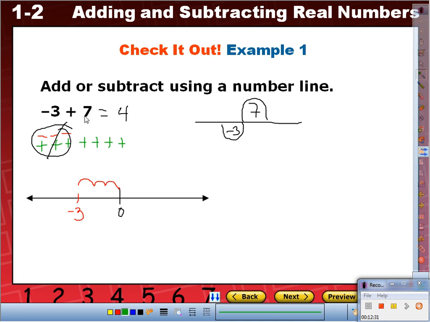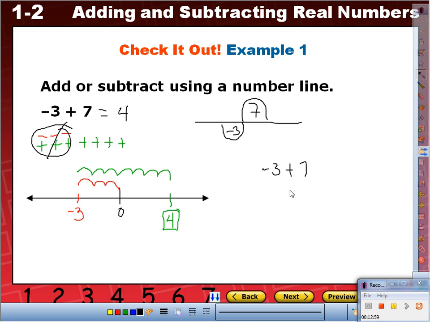Next, the second number is indicating to us that it's a positive. So instead of going to the left, I'm going to the right from that point. So I go 1, 2, 3, 4, 5, 6, 7. Let's see where I land. This is 1, 2, 3. I land at 4. Everybody there so far? That's method number 3.